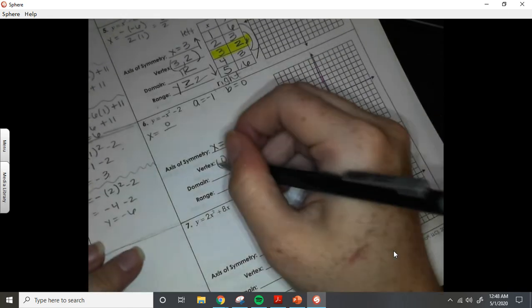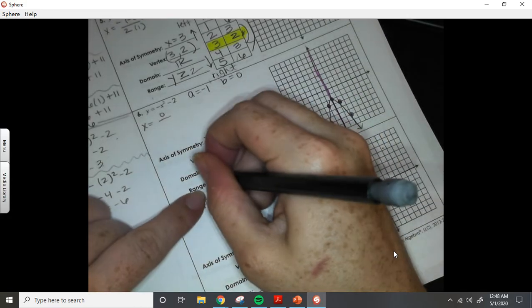So this is your vertex. Once again, this is going down, so that means that this is going to be less than or equal to your y value of -2.